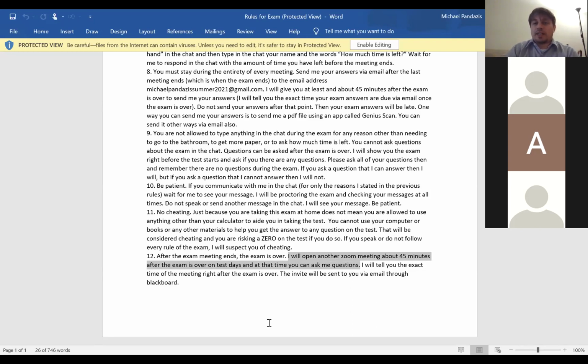I'll send you the Zoom link to the meeting where we talk about the exam about 45 minutes after the exam is over. When the exam is over, I'll say at this time, the meeting is going to start. At this time, the exam is due by email, right? So I'll tell you the exact time that your test answers are due by email, and I'll tell you the exact time that this Zoom meeting will start, and I'll send you the link through Blackboard for it after the exam is over, okay? And then in that meeting, you can say, okay, did you receive my exam by email? And then I will open my emails and I'll tell you whether or not I received your entire exam, right?